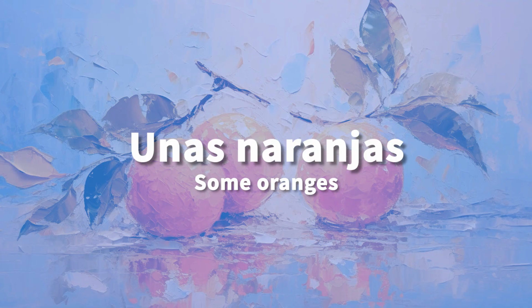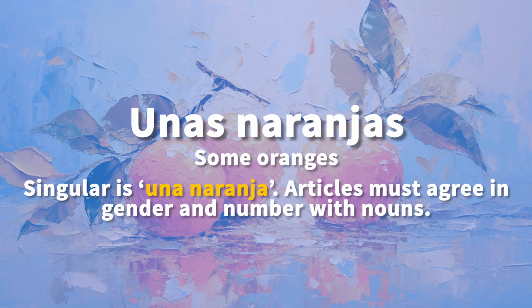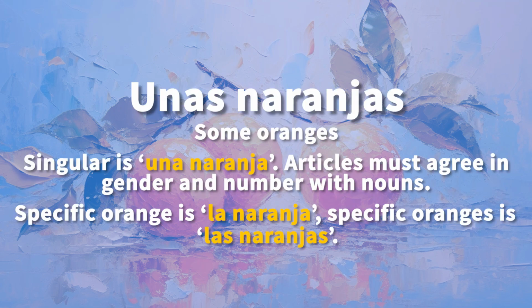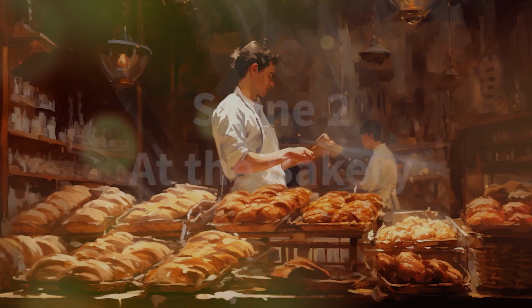Unas naranjas means some oranges. Unas is the female plural indefinite article, meaning some. It's the plural form of una, which means a or an. So the singular of unas naranjas is una naranja. Remember, articles always have to agree in gender and number with nouns. If you wanted to talk about a specific orange, you would say la naranja, meaning the orange, or las naranjas, meaning the oranges.